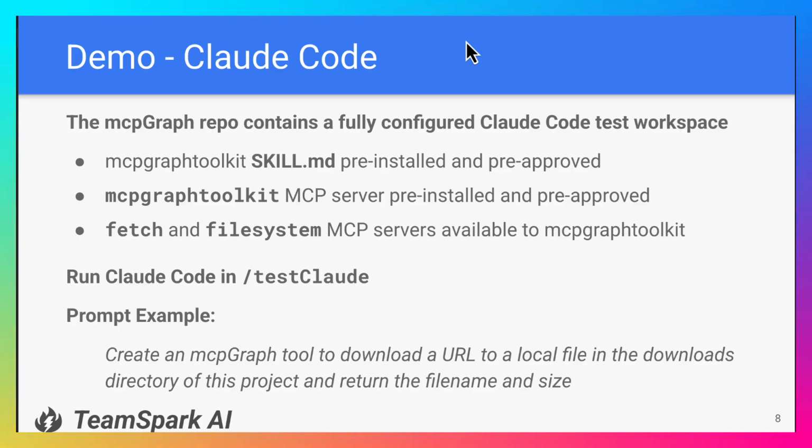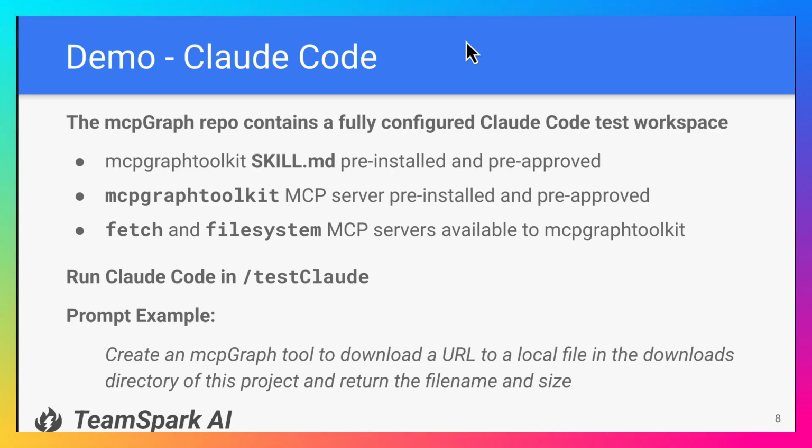So we're going to do a demo in Claude Code. And I'll make the point, if you want to play with it yourself, in the MCP Graph repo, there's a directory called Test Claude, and that's a complete Claude Code project with all the configuration you need. Literally, if you npm install MCP Graph and then you go to the Test Claude directory in this repo and you just run Claude, you can start building tools on the file system and fetch MCP servers with no additional configuration.